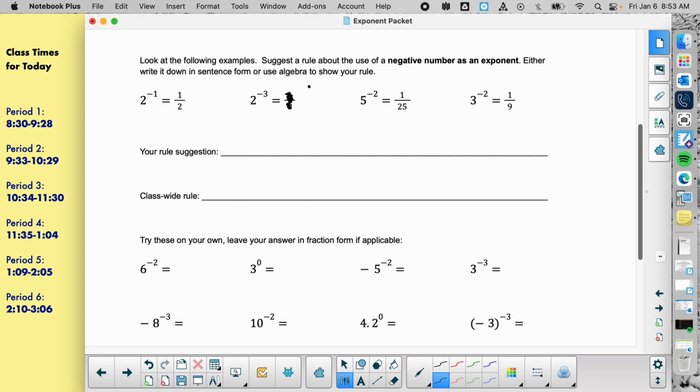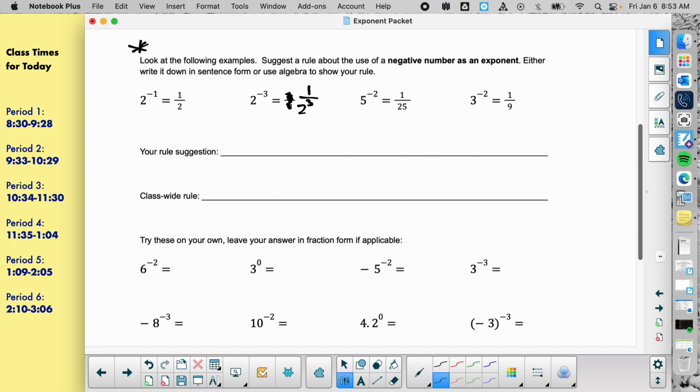This is gonna become 1 over 2 to the 3rd. A negative power doesn't mean your answer is negative. A negative power means that it moves your problem to the other part of a fraction.